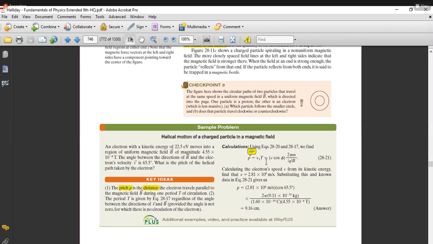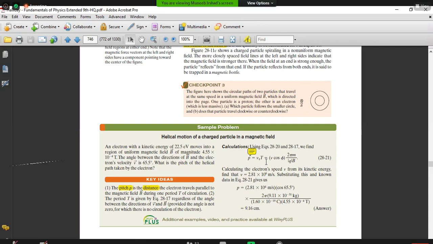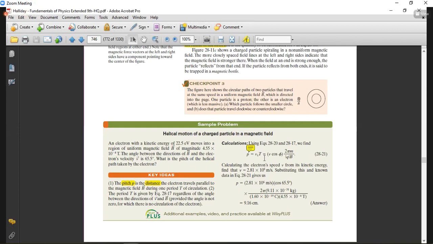Pitch, if the horizontal distance is this distance, then velocity and time give s equal to VT. So instead of s they wrote p, so VT. Why are they taking the parallel component? Because the horizontal component of the velocity will define the horizontal distance, which I was telling you earlier. So we will take the horizontal component of the velocity, V parallel, into t. So V parallel is equal to V cos phi.